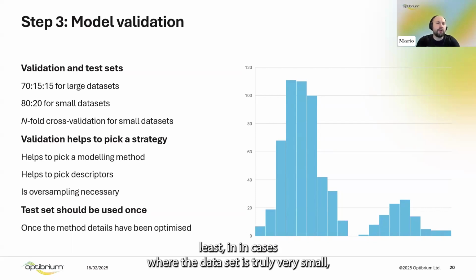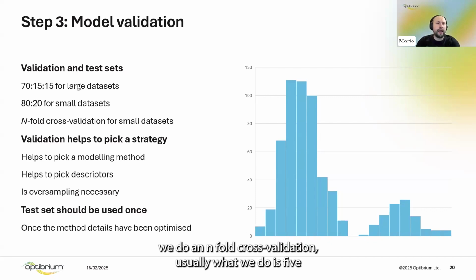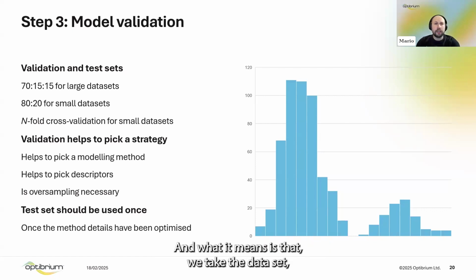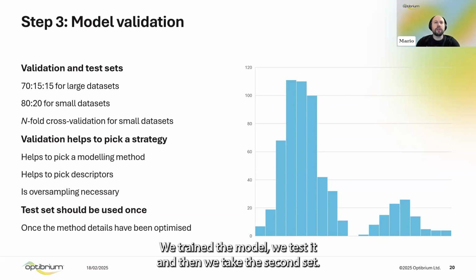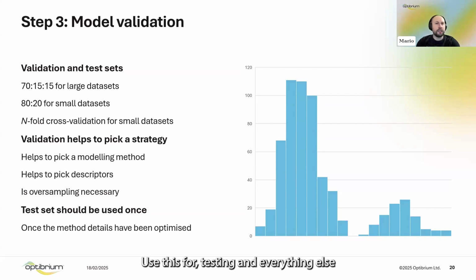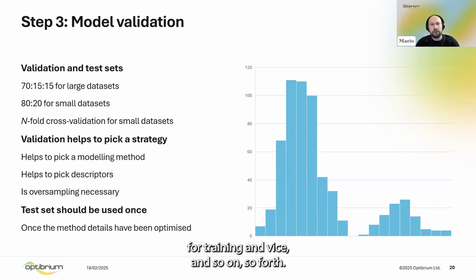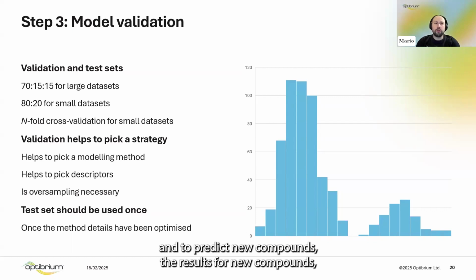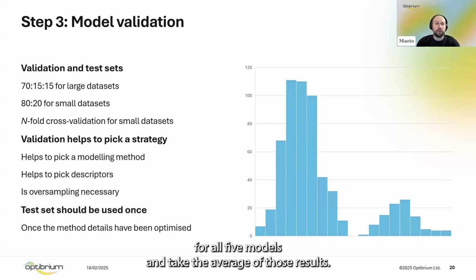And last but not least, in cases where the data set is truly very small, we do an n-fold cross-validation. Usually what we do is 5-fold cross-validation, but we have also done 10-fold cross-validation. What it means is that we take the data set and, say for 5-fold cross-validation, we divide it into 5 sets. The first set is for testing, and the rest of the compounds are for training. We train the model, we test it, and then we take the second set, use this for testing, and everything else for training, and so on and so forth. We get altogether 5 models. And to predict the results for new compounds, we do consensus modeling, where we take the results from all 5 models and take the average of those results.